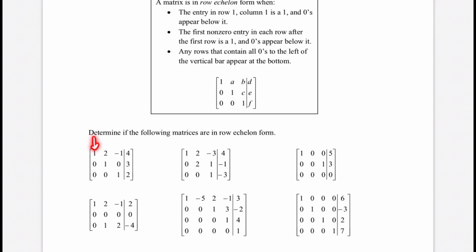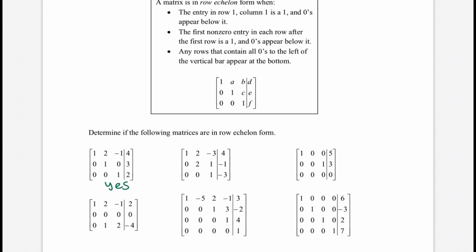We have a 1 here with zeros below it. The first non-zero entry in each row is a 1, and any ones have zeros below it. And there's no row that has all zeros to the left of the vertical bar. So this one, yes, this is in row echelon form.